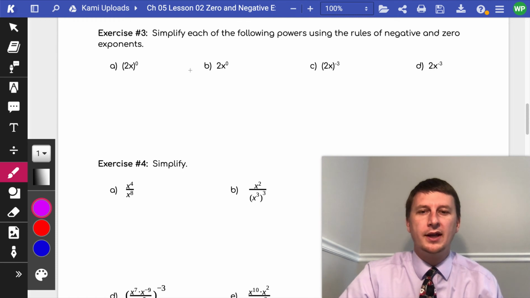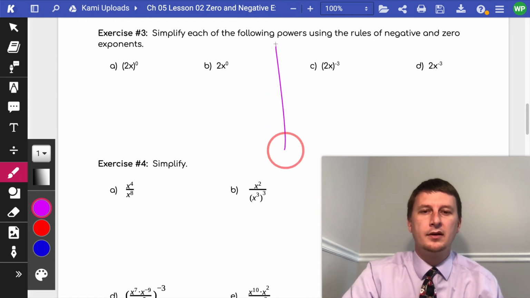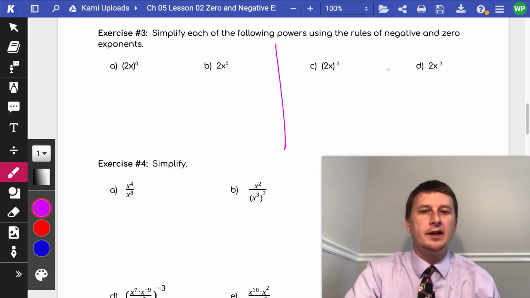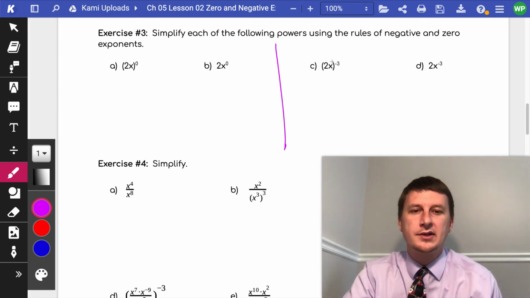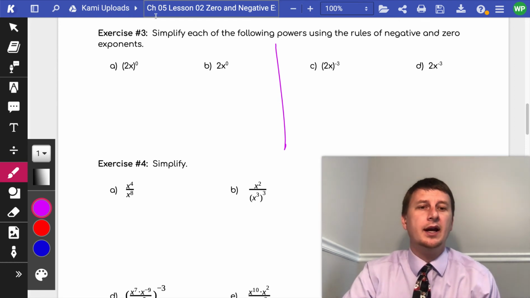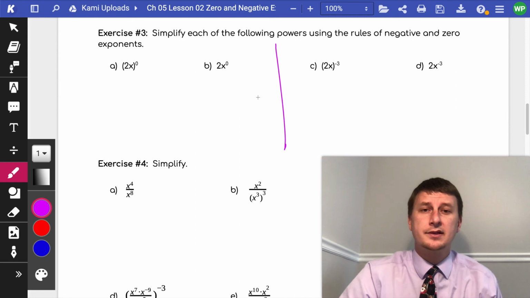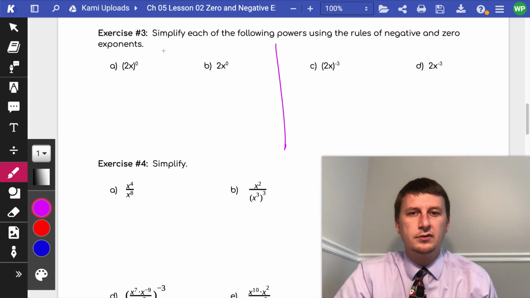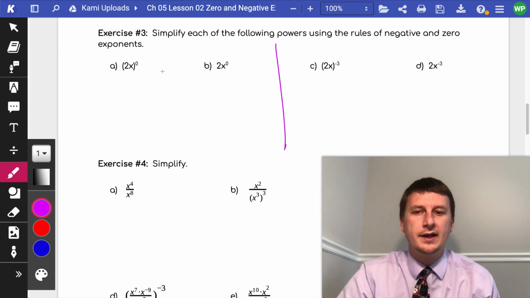And if you look at part A and B together, you'll see that it says (2x) all to the 0, while part B says 2x to the 0. And then parts C and D go together because part C says (2x) all to the negative third, and part D says 2x to the negative third. The parentheses are what's making these two different, and they do make it quite a different answer.